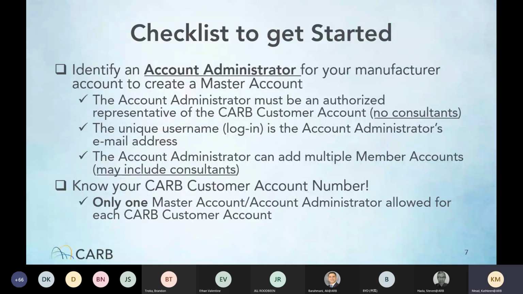So your checklist to get started. First, you need to identify an individual within the manufacturer who will be the account administrator for your master account. The account administrator must be an authorized representative of your CARB customer account. No third party or consultants, they have to be a manufacturer representative.